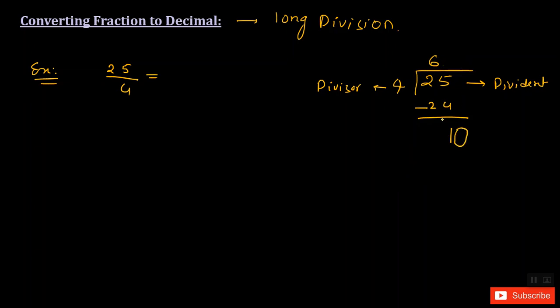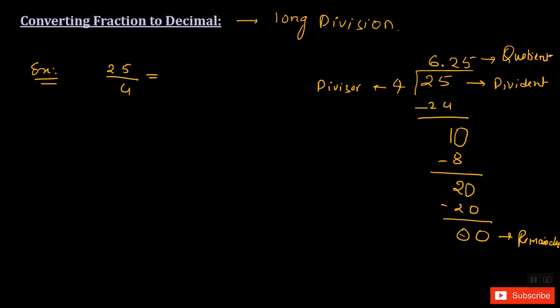Now it becomes 10. 4 times 2 is 8. Again I will repeat the same steps. 10 minus 8 is 2. Now again it is smaller, and we already put a decimal point here, so no need to put it again. You can take a 0 whenever needed. So 4 times 5 is going to be 20. Now just do 20 minus 20, it's 0, right? This is basically the remainder, and this part is called the quotient in the division.